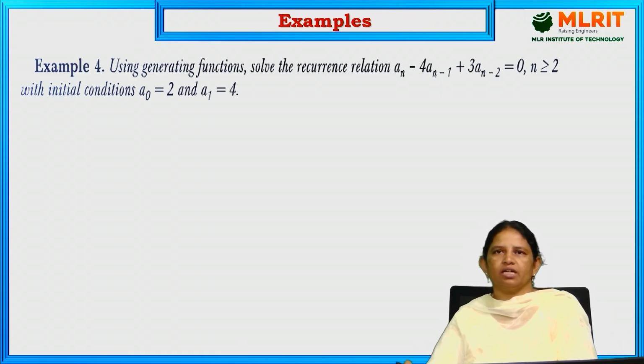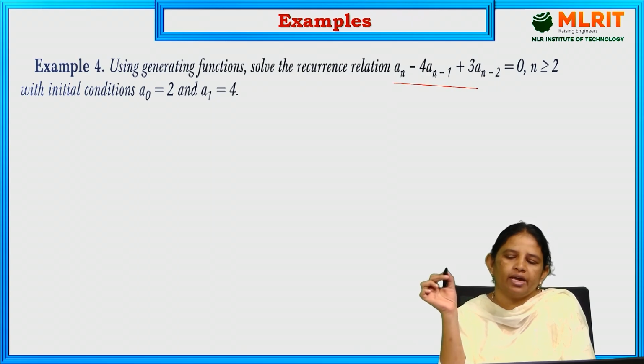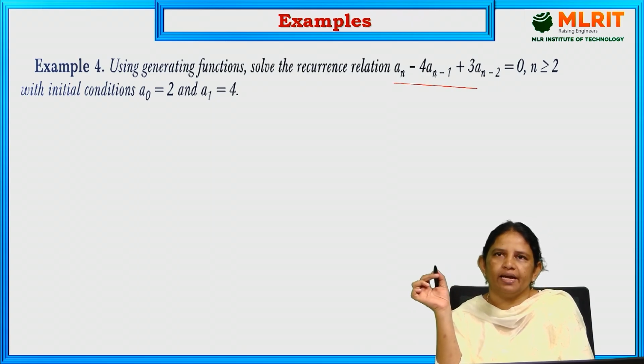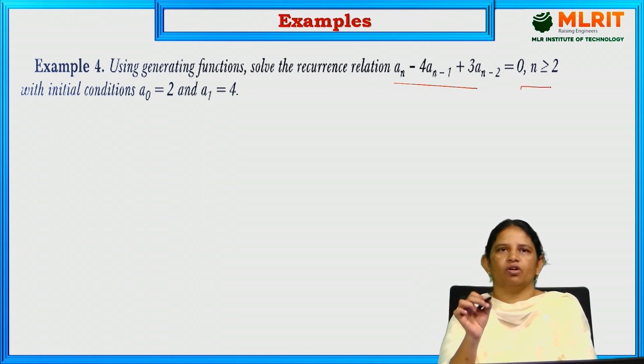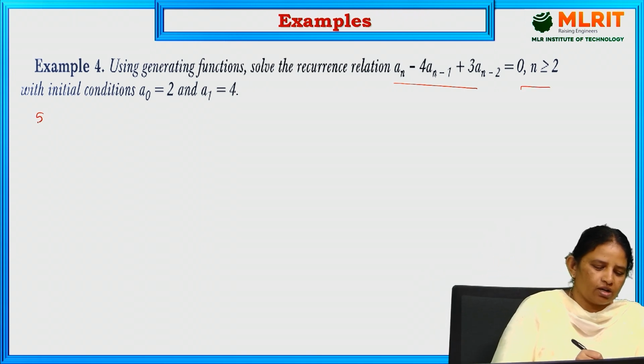Using generating functions, solve the recurrence relation a n minus 4a n minus 1 plus 3a n minus 2 equal to 0 for n greater than or equal to 2, using the initial conditions. So what is step number 1?